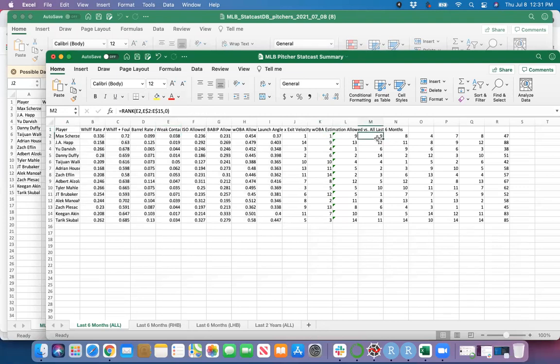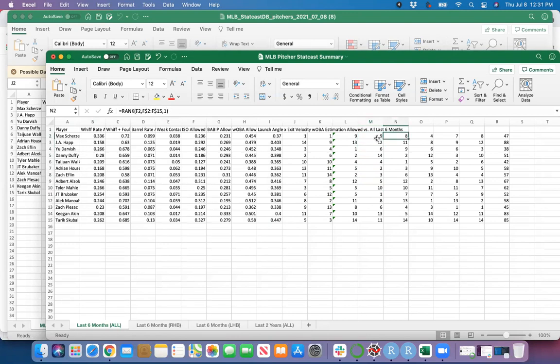Actually, it's good if you're allowing weak contact. So that's a good thing. So we see that Brubaker has the highest weak contact rates because you don't want the batters making great contact, right? After that, the rest are all going to be in ascending order.